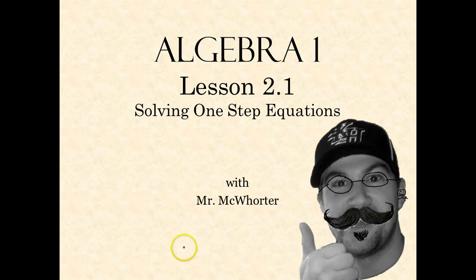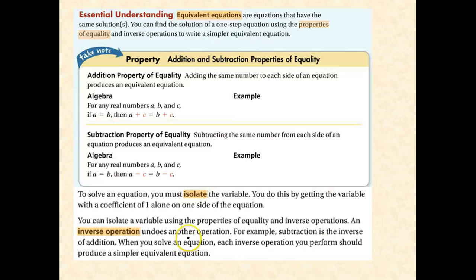Howdy, folks. Let's talk about solving one-step equations. Whoa, there's a lot of words. What do they mean? Basically, it means that if we have an equation, we can use these properties of equality that we're going to learn about today and inverse operations to write a simpler version of the equation, one that's also true, also equal.